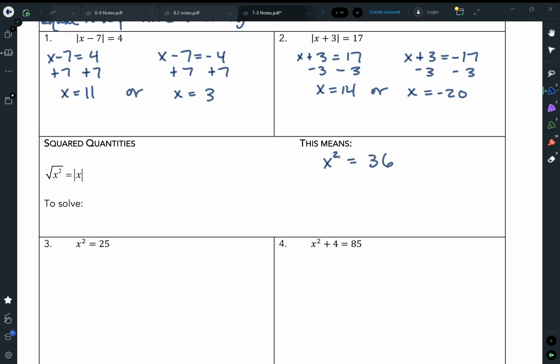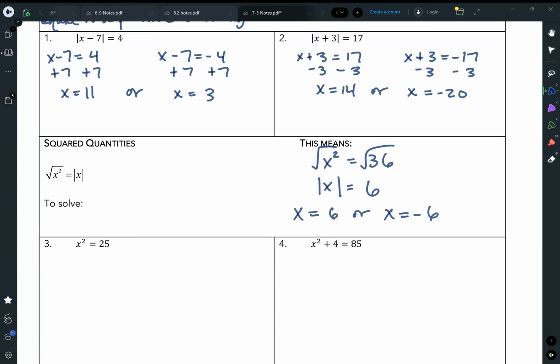the way that I get rid of a square is with a square root. Those are inverses. And so I would square root both sides. But now my definition says the square root of an x squared is equal to an absolute value. So on the left-hand side, instead of just having x, I'm going to have absolute value x. And then on the right-hand side, square root of 36 is just 6. So then I'm going to have to come up with my two answers. Either x is 6 or x is negative 6.